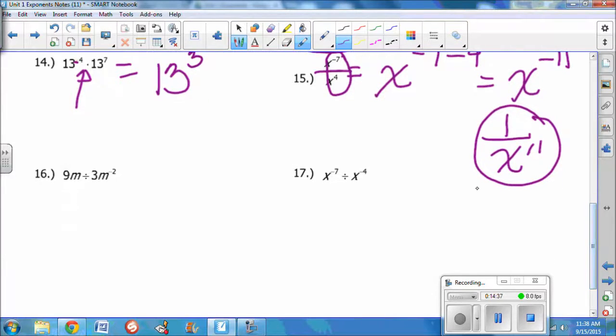Who knows what it means to flip something over, to flip a fraction over? Think about that word. It starts with an R. Might come back to it in a minute.